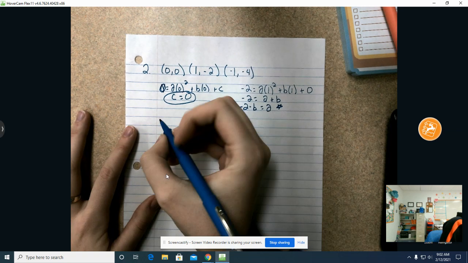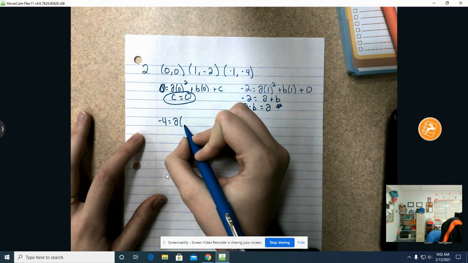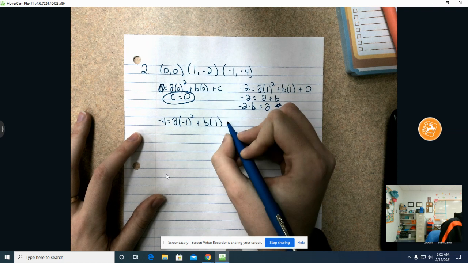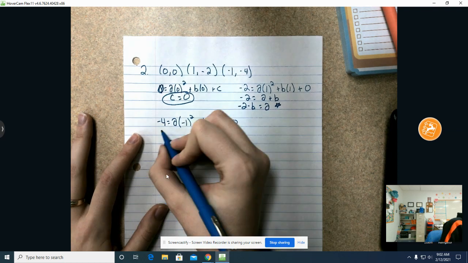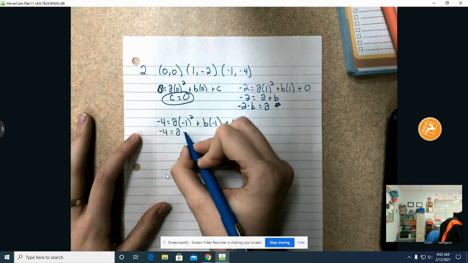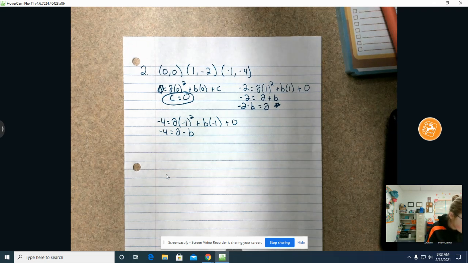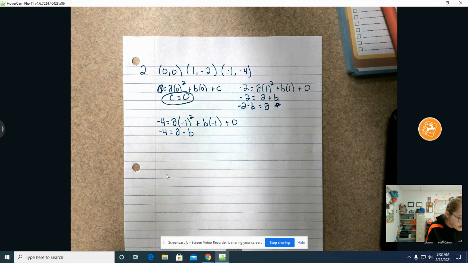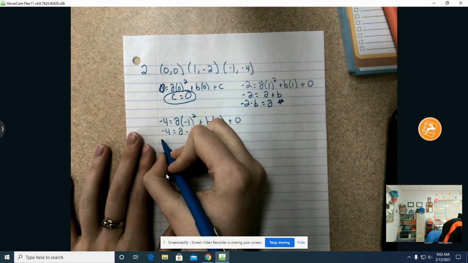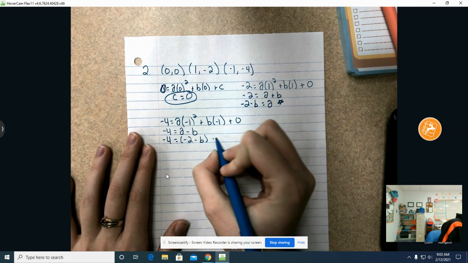We move on to our next one, and we're going to have negative 4 equals a times negative 1 squared plus b times negative 1, and then plus 0. Negative 4 equals a minus b. Okay, so I can't really go any further here, but I do know that a equals negative 2 minus b, so I can substitute that in. It's going to be negative 4 equals negative 2 minus b minus b.